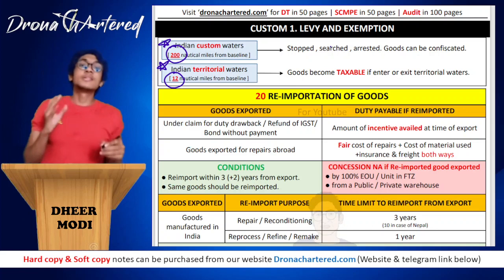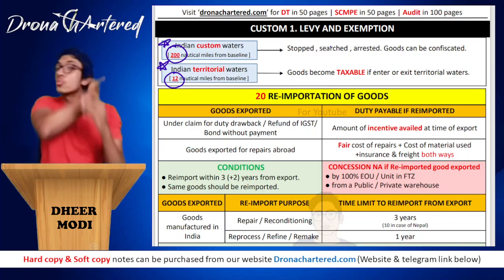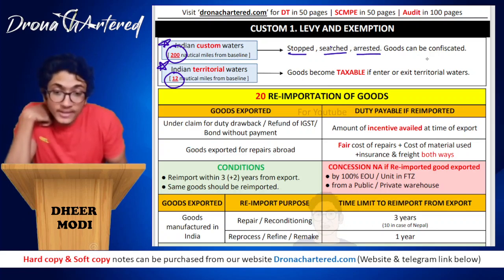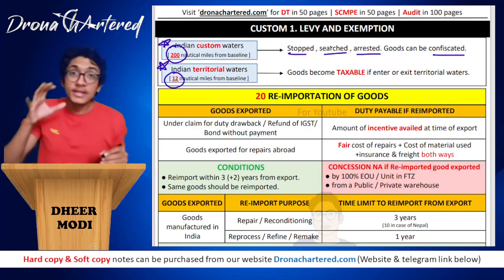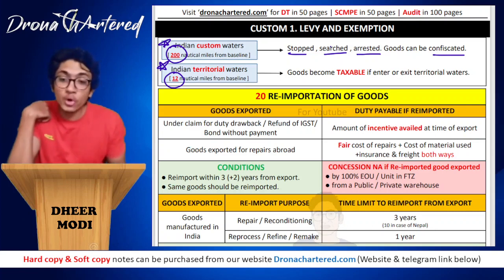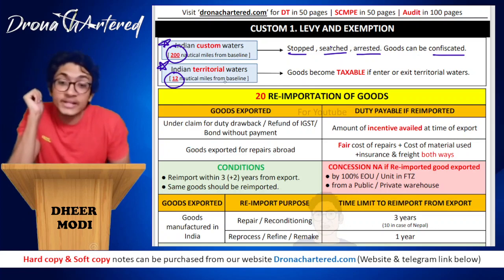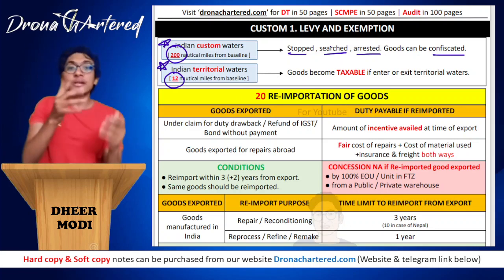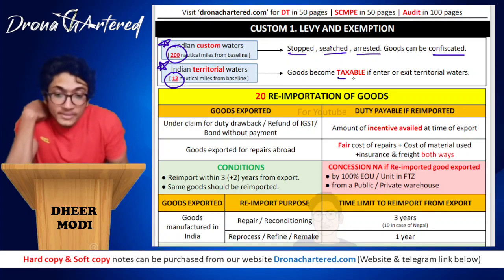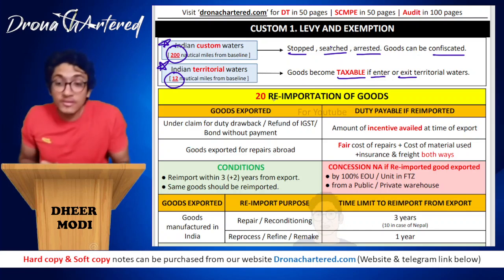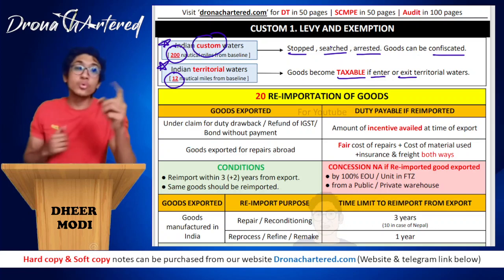In Indian custom water, that means 200 nautical miles from the baseline, anything in this region can be stopped, searched, arrested, and goods can be confiscated. So any vessel or anything within this boundary of 200 nautical miles can be stopped, searched, or arrested, and goods can be confiscated. While Indian territorial water, that is your 12 nautical miles, is actually your tax line, the thing that I drew in red. That is, goods become taxable if they enter or exit the territorial water. So this is your actual custom boundary. Even though this says custom water, do not get confused, only here will you be taxed.